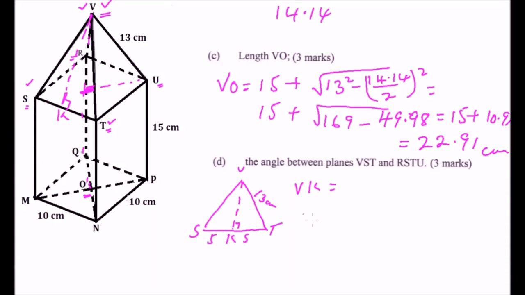So to get VK, it is the square root of 13 squared minus 5 squared, and this will give us the square root of 169 minus 25. Using your calculator, you get this is equals to 12 centimeter. Now, having obtained the length VK, then we can use a cosine and say, now we will be getting the angle between that line VK and this line at the middle of this plane.